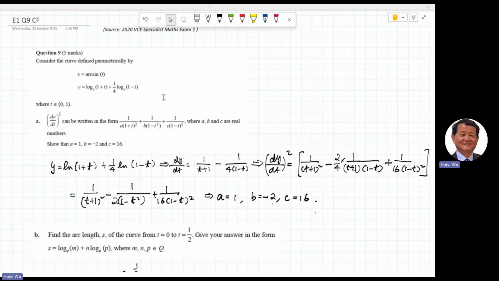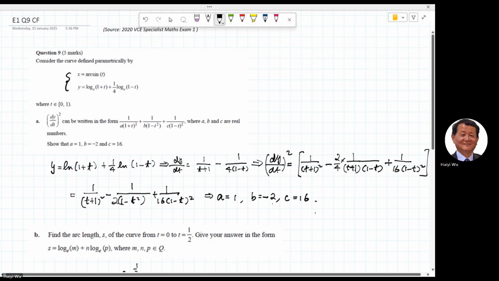Okay, today we're going to investigate this question, 2020 VCE Specialist Math Exam Paper 1. It's an interesting question. It's got a parametric equation or function, so we've got x(t) and y(t). So we've got two questions.